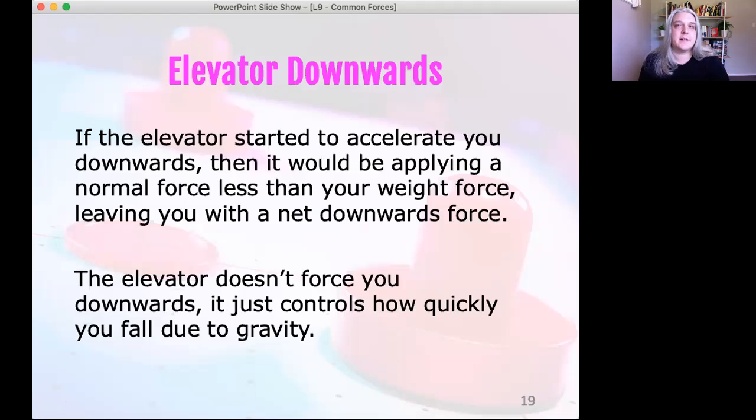So if you are accelerating downwards, then your net force is downwards. That means the force that is being exerted on you by the elevator floor is less than the force being exerted on you by gravity, and your weight would therefore be less. The elevator in that sense doesn't force you downwards, it just controls how quickly you fall due to gravity. Right? It's not really providing a downwards force on you, it's letting gravity be a bigger downwards force.